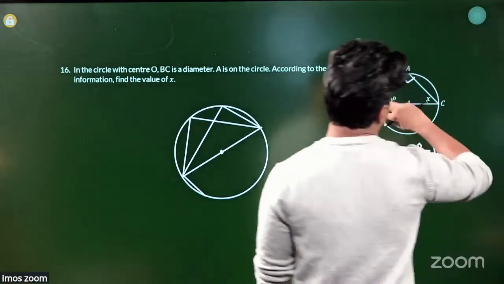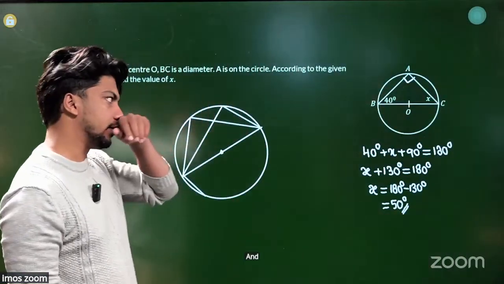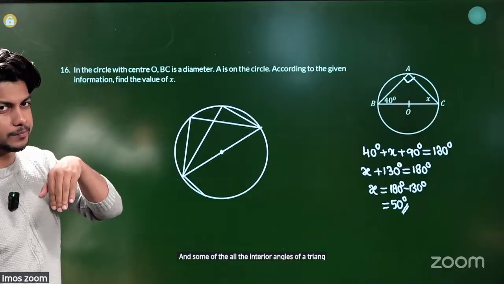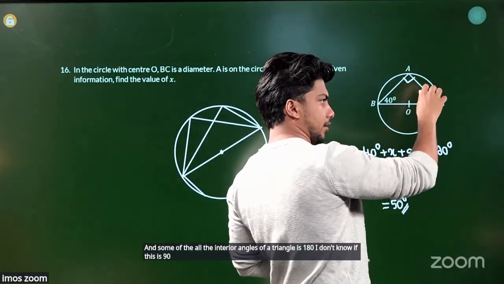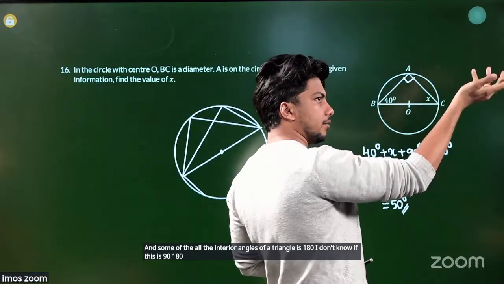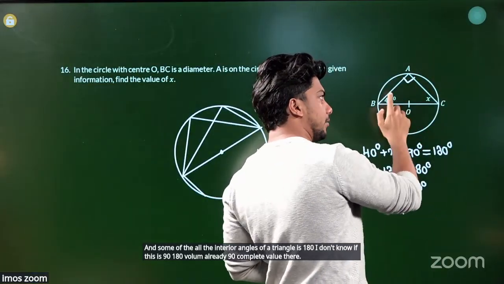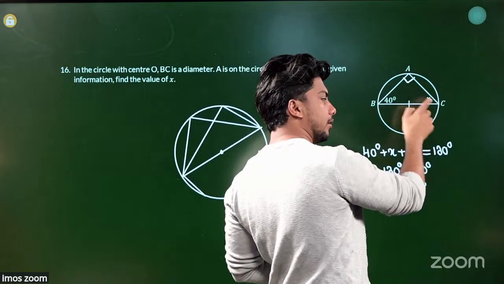The sum of all the interior angles of a triangle is 180. If this is 90, then out of 180, 90 is already complete. So the sum of these two must make another 90. So if this is 40, this cannot be 50.